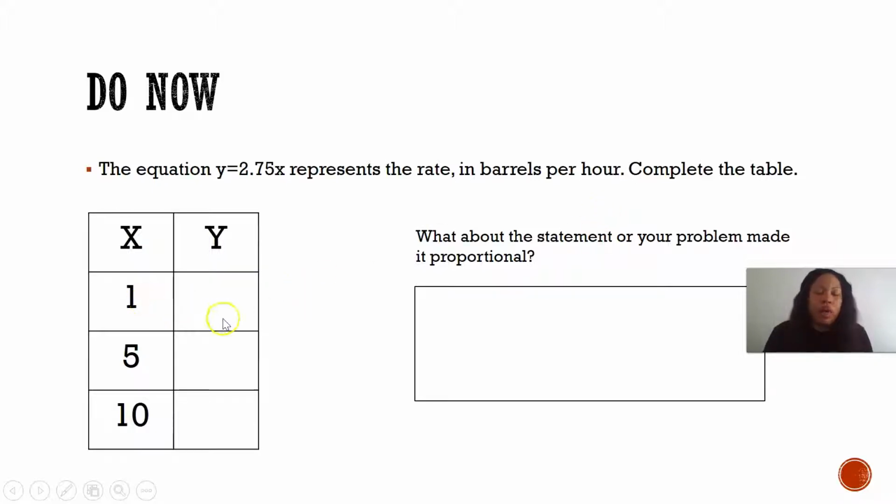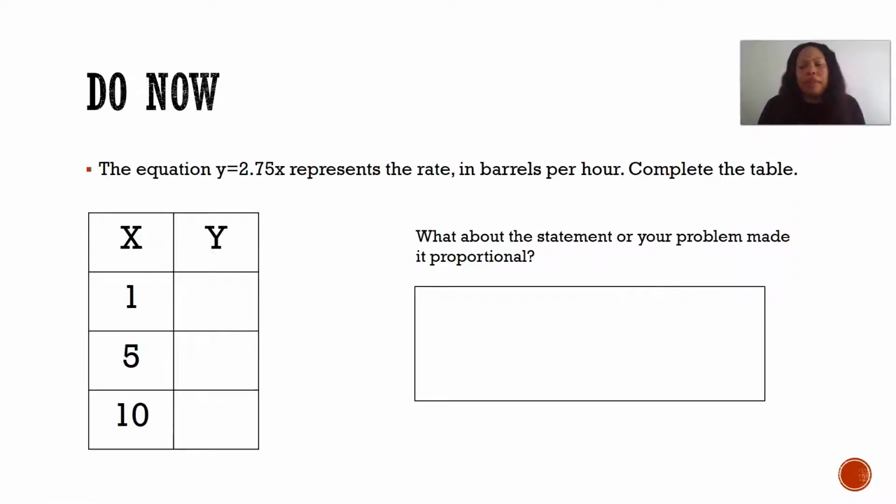If x equaled 1, what would y equal? If x equaled 5, what would y equal? And if x equaled 10, what would y equal? Then I want you to write a statement about what made the problem proportional, if it is proportional. So let's take a minute and fill those out.